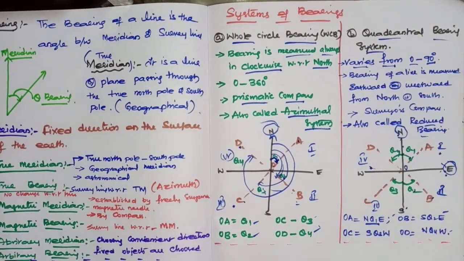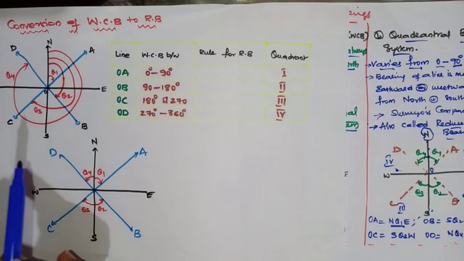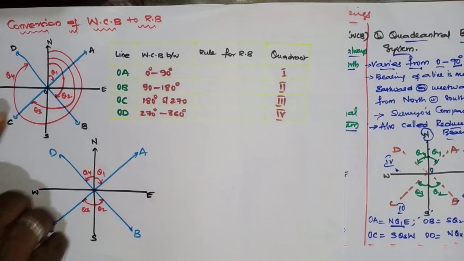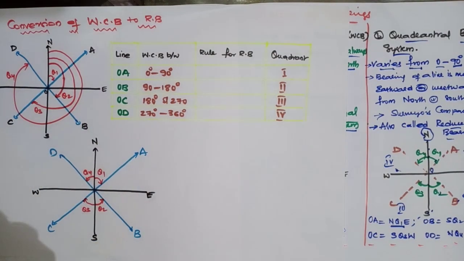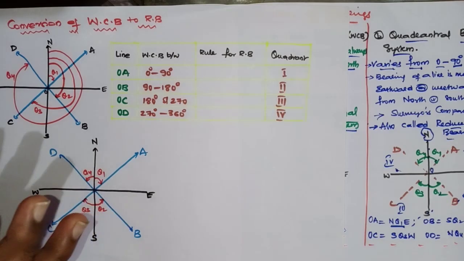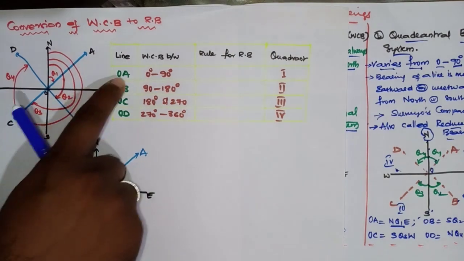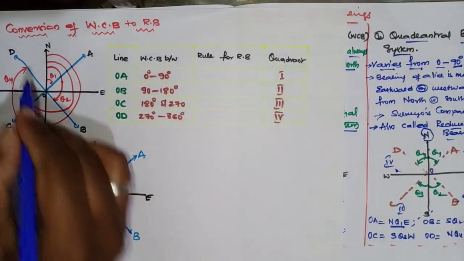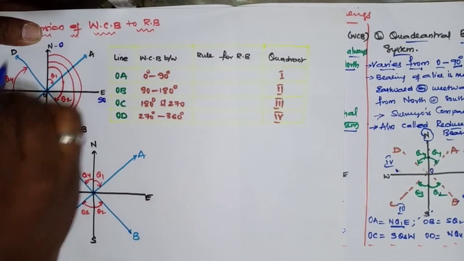Okay, next we have conversions of whole circle bearing to reduced bearing systems. Now we'll see how the conversion will be. Suppose you take this figure, this is the whole circle bearing system and this is the reduced bearing system. Now there will be some rules. Suppose I want to convert from whole circle bearing system to reduced bearing system, this line OA lies in what quadrant? First quadrant. In this figure, this is 0, 90, 180, 270 and 360.